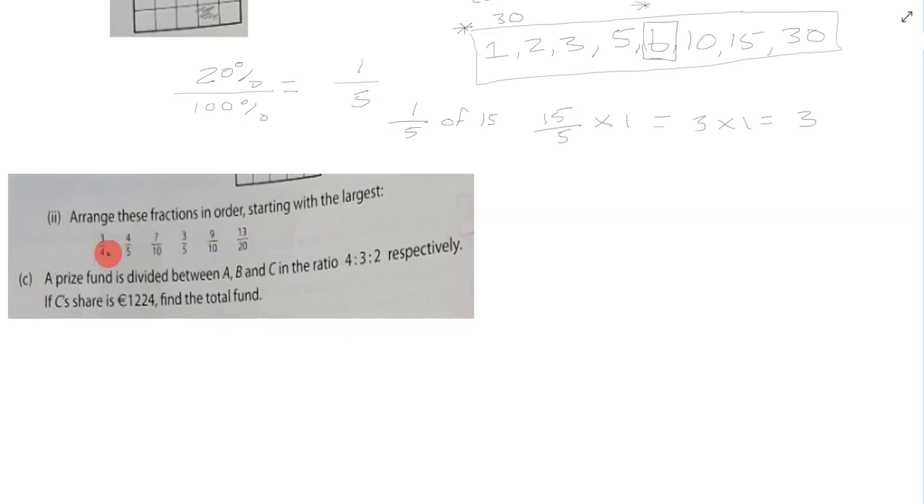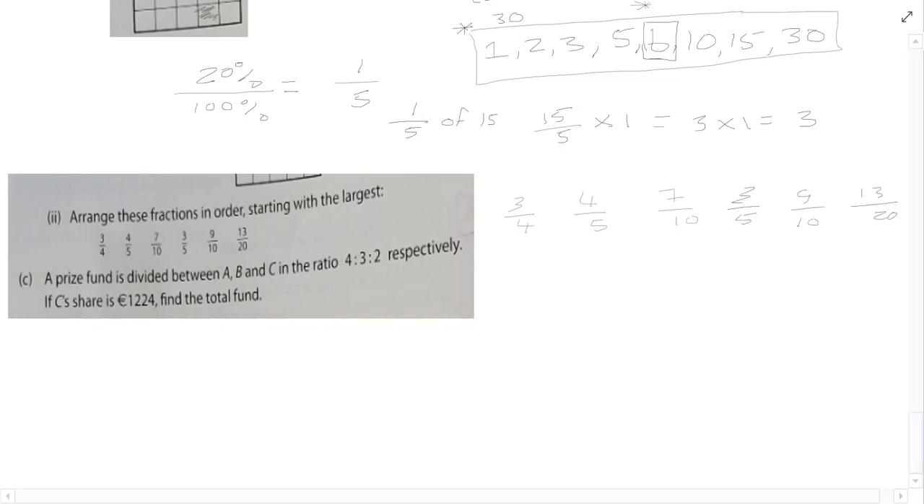So what you actually need to do is change them so that they all have a common denominator. If we have a look at these, I'll just write them out. We have 3 over 4, then 4 over 5, then 7 over 10, 3 over 5, 9 over 10, and 13 over 20.